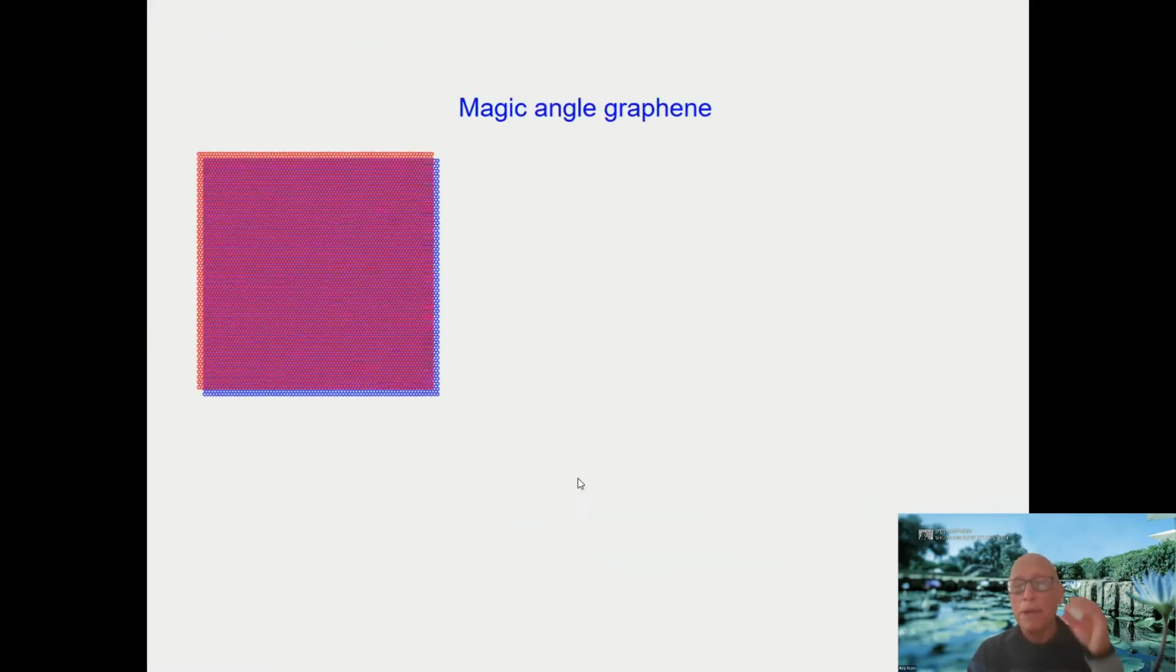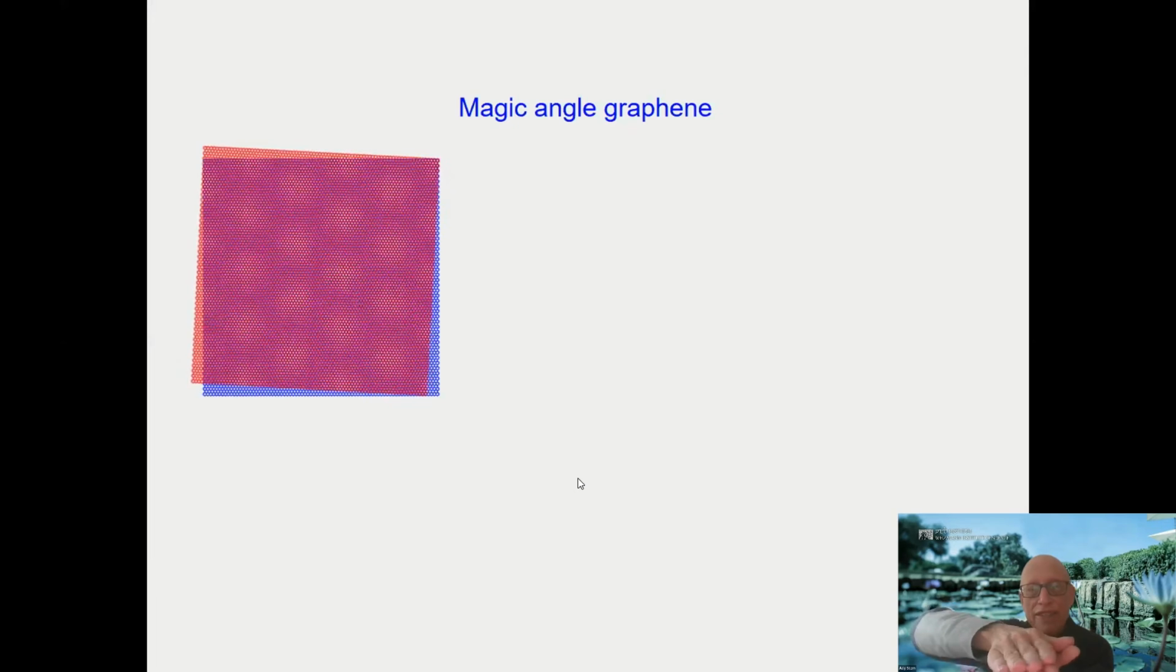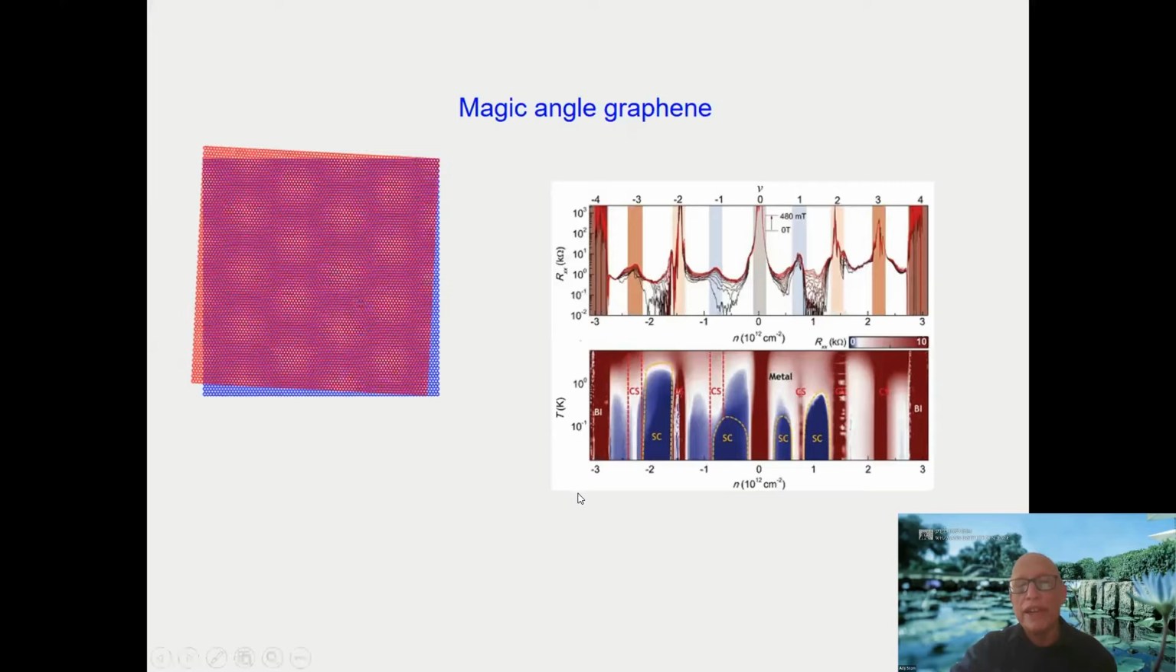Here's another example, much more recent, actually from a couple of years ago. This is a system where people take two monatomic layers of carbon called graphene, take two layers of graphene and rotate them with respect to one another and then glue them. So put them one on top of the other with a slight rotation. What you see here is the resistivity as a function of density. And you see these changes. Look at the scale here. Changes of orders of magnitude.